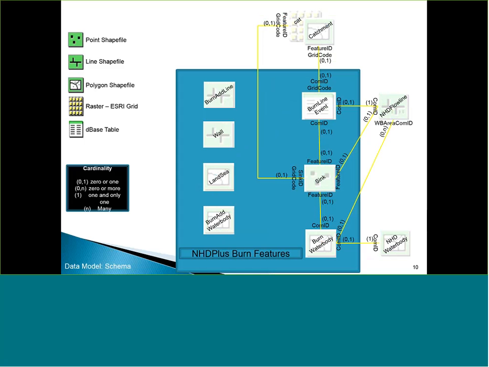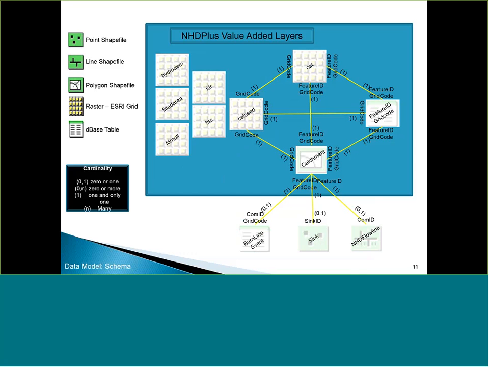This is a diagram of the Burn Features component. The Burn features are built from NHD snapshot features or from the NHD Plus build process. This is a diagram of the NHD Plus value-added layers, which consist of many raster datasets and the catchment vectors.